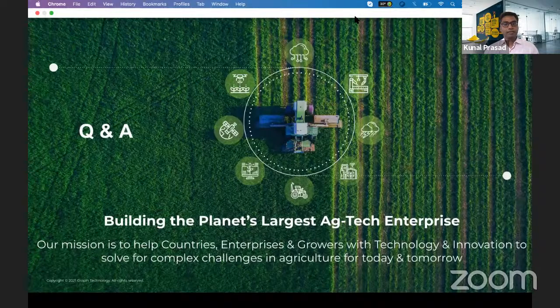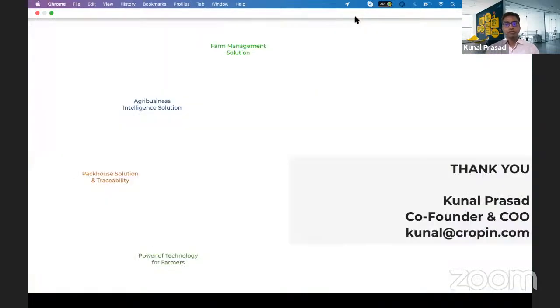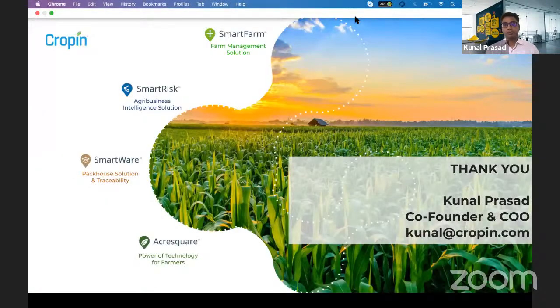What we are building is the planet's largest ag data tech platform, and we don't want to stop anywhere. We see that digital and technology is going to be the future, and that's something we are chasing right now. So that's pretty much what I wanted to share. These are some of my coordinates. We can drop a note, and I'm happy to connect after that. Thank you so much.